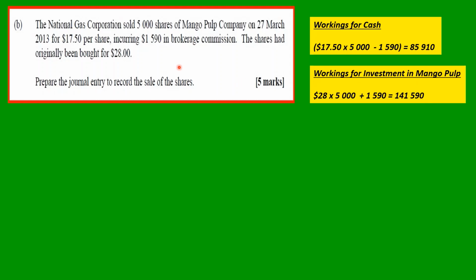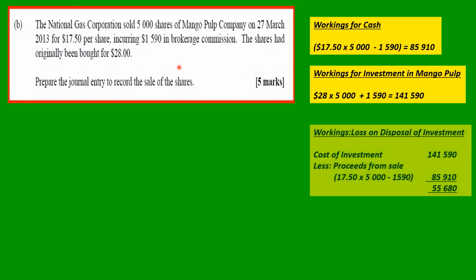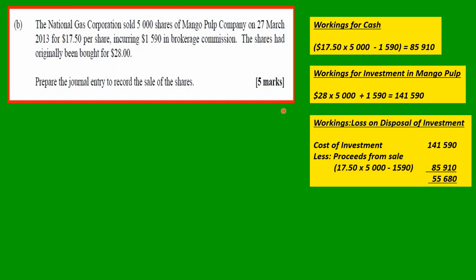Okay, and last we need to work out how much the loss on the disposal of the investment is. The cost of the investment from here is 141,590, less the proceeds from the sale of 85,910, which we calculated up here, and we get $55,680.